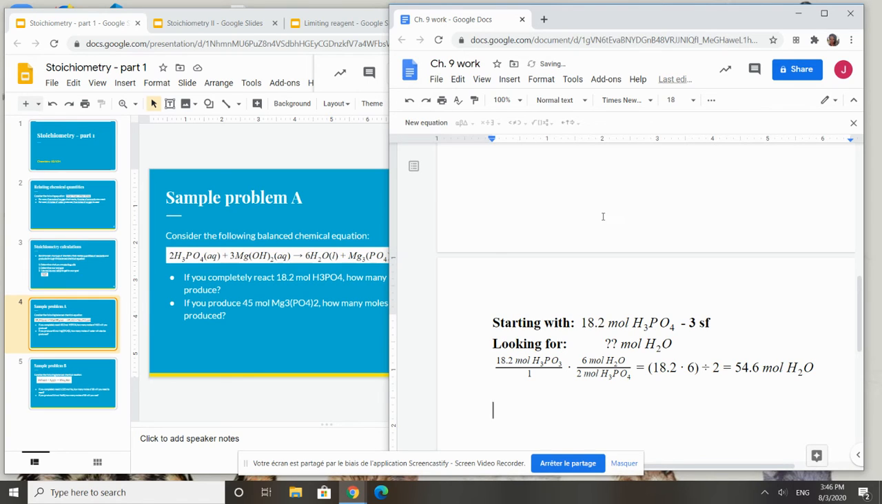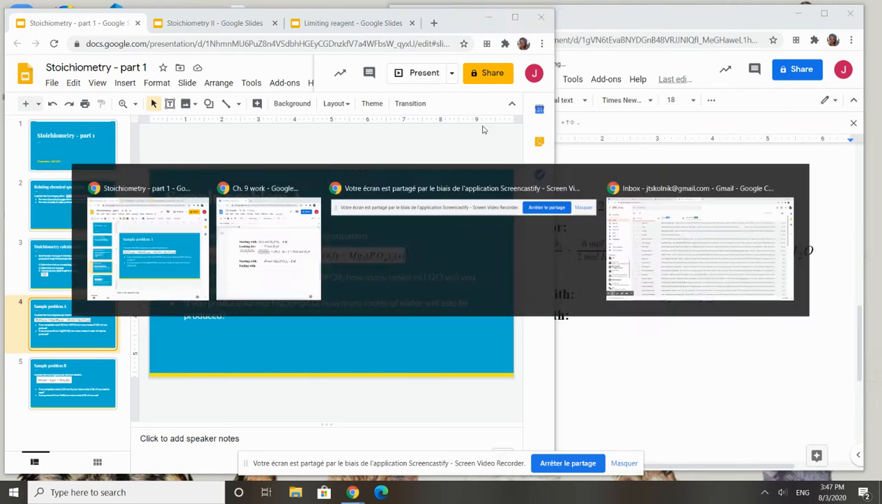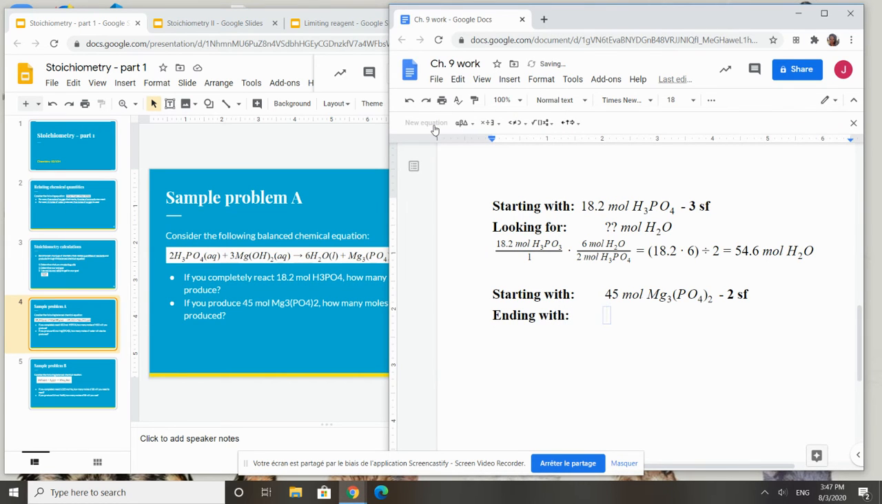Okay, let's take a look at the second one. So I look for a number, really, so 45 moles of Mg3(PO4)2. And then for those of you in the H class, it wouldn't hurt to just put 2 sig figs there. And then the question says how many moles of water? So again, I'm looking for question mark moles of H2O.